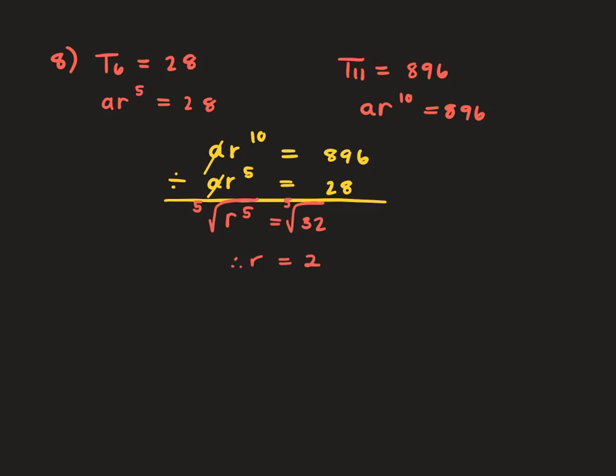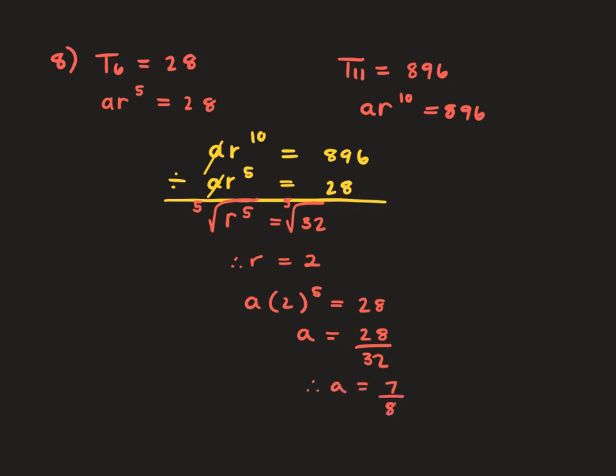We need to find the first three terms, so we need to figure out a. So a times r to the power of 5 gave me 28. So a is going to be 28 divided by 32. So therefore a is going to be 7/8.